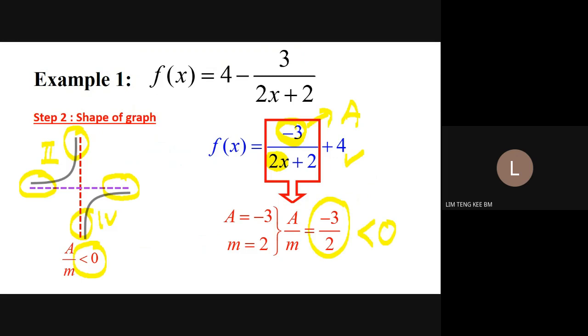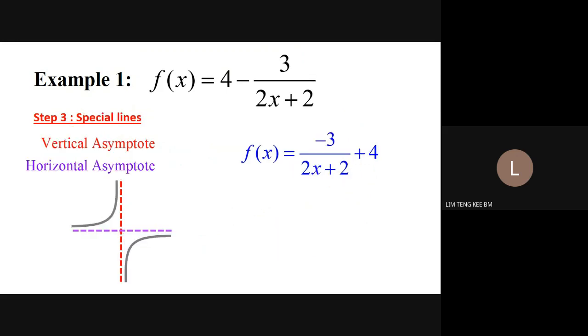Okay. Coming up to here, I already know the shape of the graph. The next thing I want to do is decide the coordinates of the special lines. Here, the special lines refer to the vertical and horizontal asymptotes, which are the dotted lines that I have in red and also in purple. So I label in red the vertical asymptote, and in purple the horizontal asymptote.